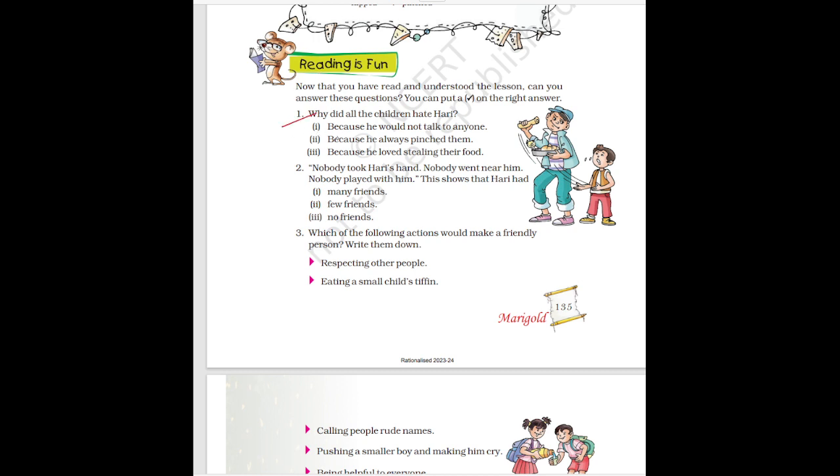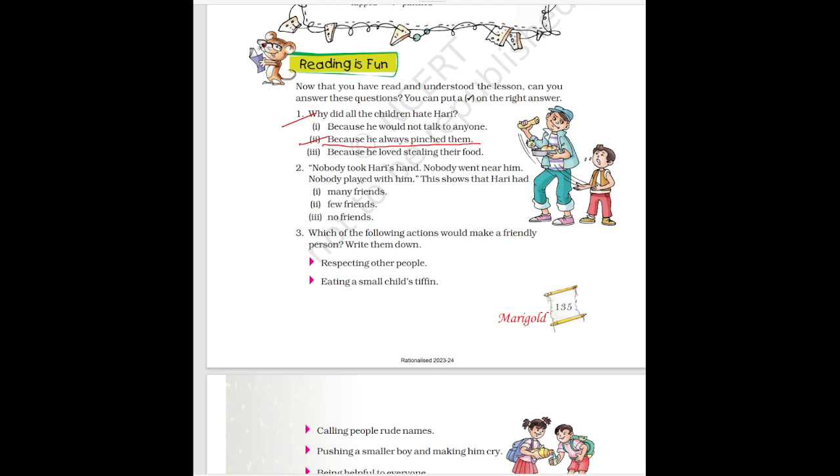The first one is, why did all the children hate Hari? Here three options are given. You have to select the right one. So why did children hate Hari? Because he would not talk to anyone, or he always pinched them, or he loved stealing their food. So the right one is he always pinched them.